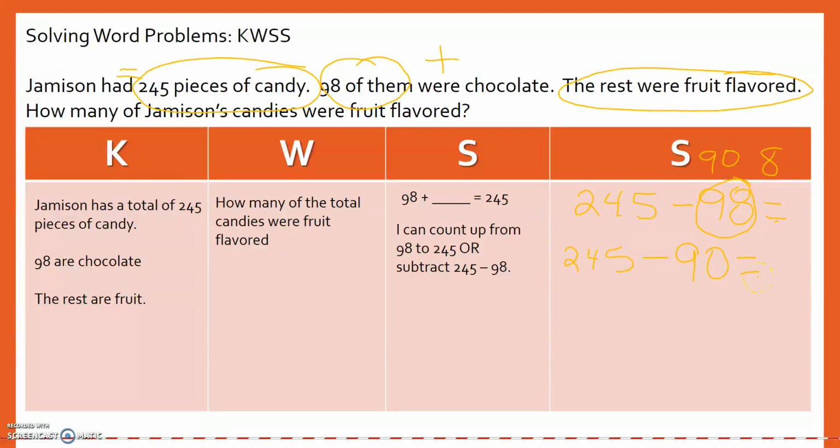So 245 minus 90 will be 155. And then I take that number, 155, and subtract 8. Let's pause the video and solve. And 155 minus 8 will be 147. So my answer is 147 of Jameson's candies are fruit flavored.